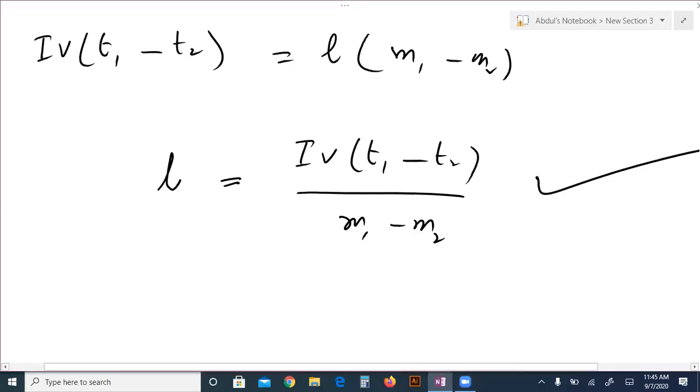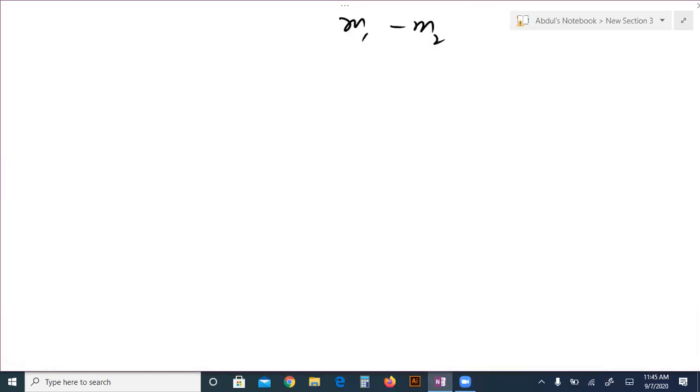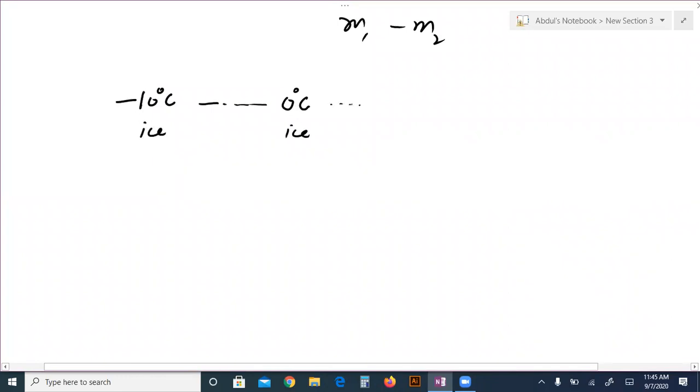Now suppose ice is at minus 10 degrees Celsius. Heat is supplied. After some time, it becomes 0-degree ice. So this is the ice. When further heat is supplied, after some time, it becomes 0-degree water.